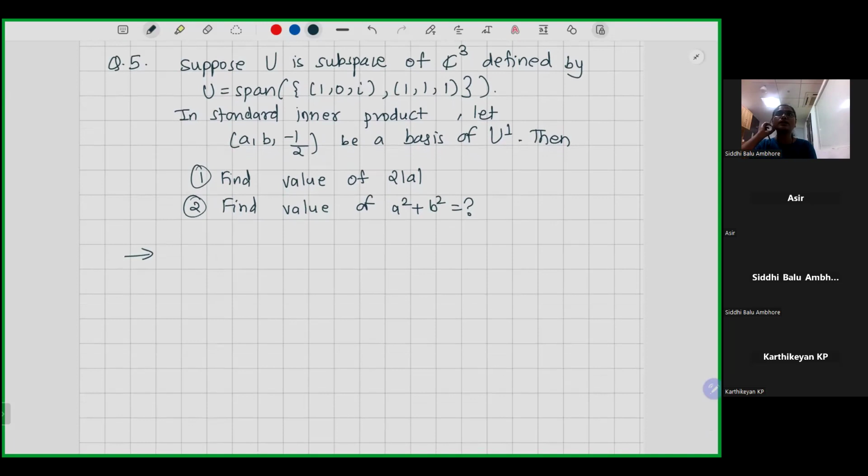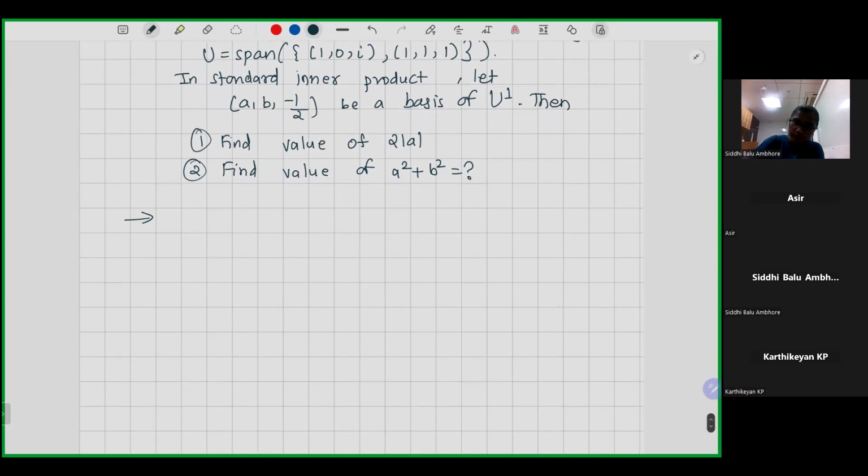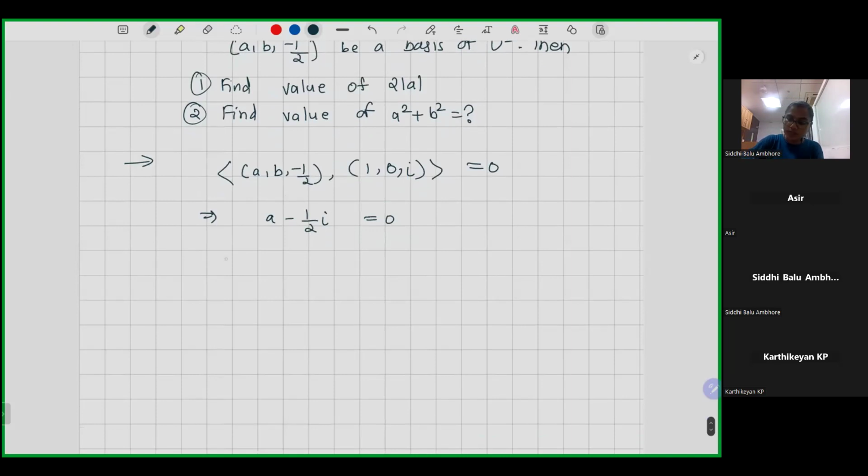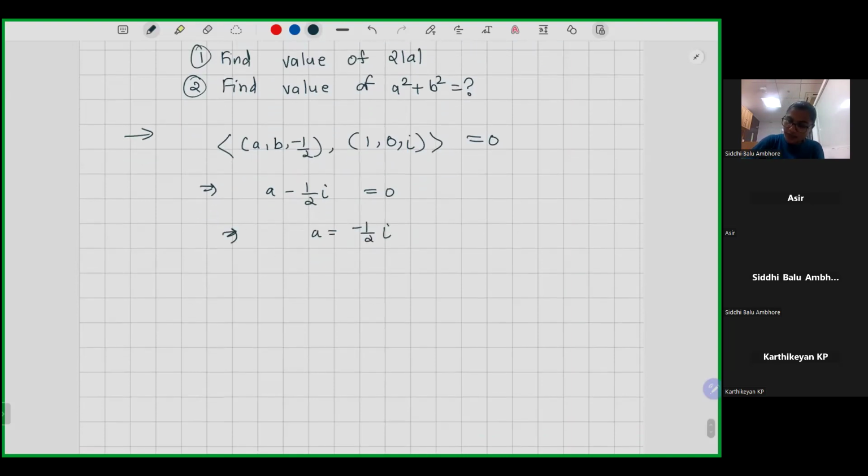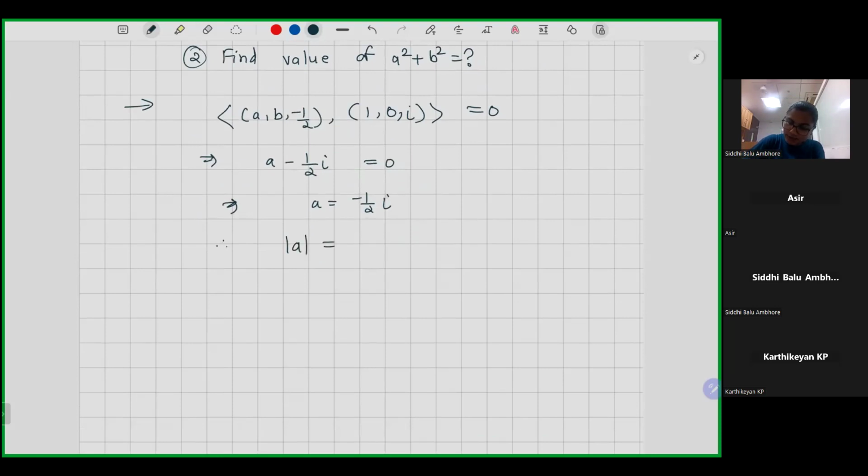So they have given that basis of U perp is this. It means this element here is orthogonal complement of both of these elements. So in that case, inner product of (A, B, minus 1 by 2) and (1, 0, i) is equal to 0. So it implies A minus 1 by 2 i is equal to 0. So this implies A is equal to minus 1 by 2 i. So therefore mod of this, I can write as 0 plus minus 1 by 2 i.